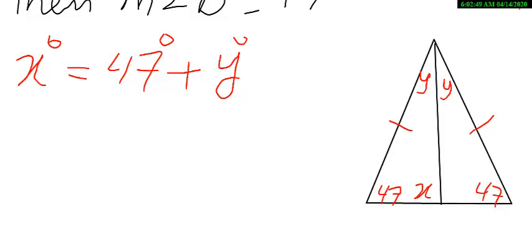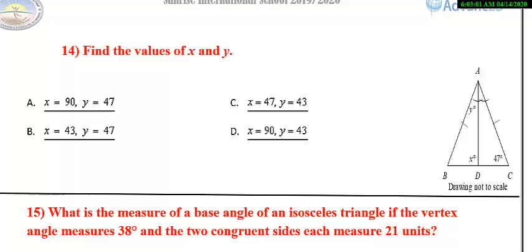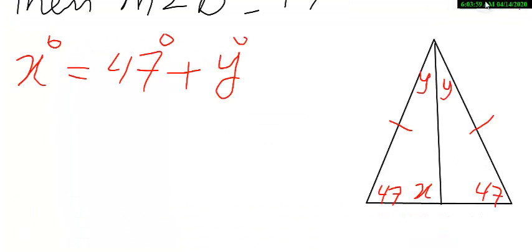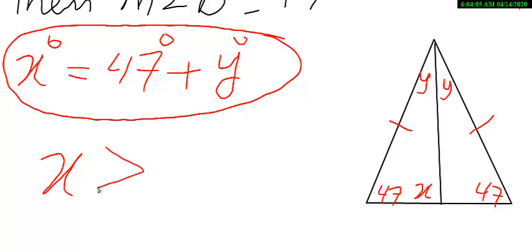There is another conclusion we can get from the given condition. The triangle is isosceles, according to the given sketch here, and that means that the measure of angle B is equal to the measure of angle C. There is another conclusion we need to get from the relation which I just wrote down here, that x is greater than y, because x is equal to 47 plus y.